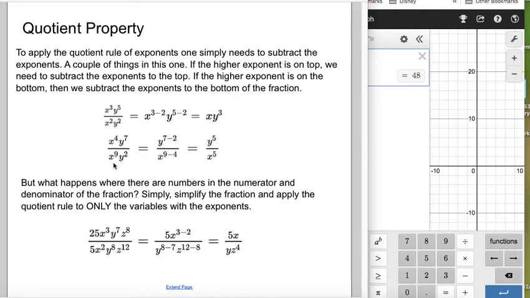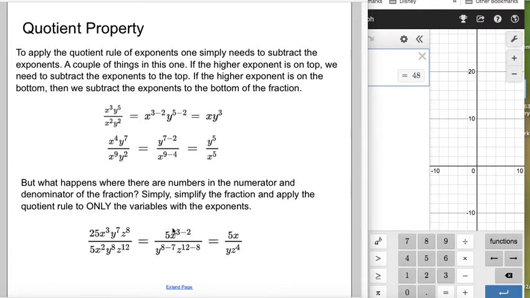Here, there are more x's on the bottom. And so I would take that 9 minus 4 to figure out how many more. There's 5 more on the bottom, so x to the 5 is on the bottom. And then for the y's, there's more on top. How many more? 7 minus 2 gives us 5. So we end up with y to the 5th on the top.